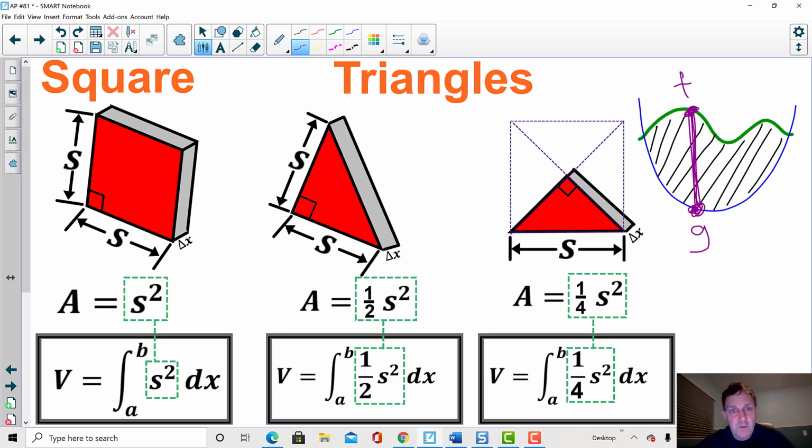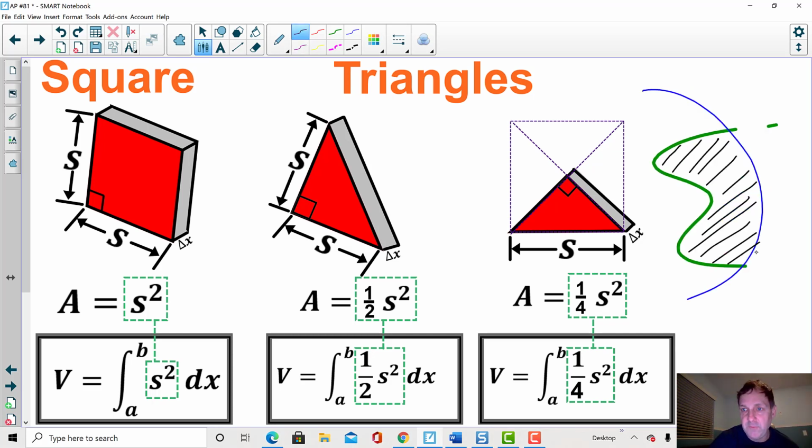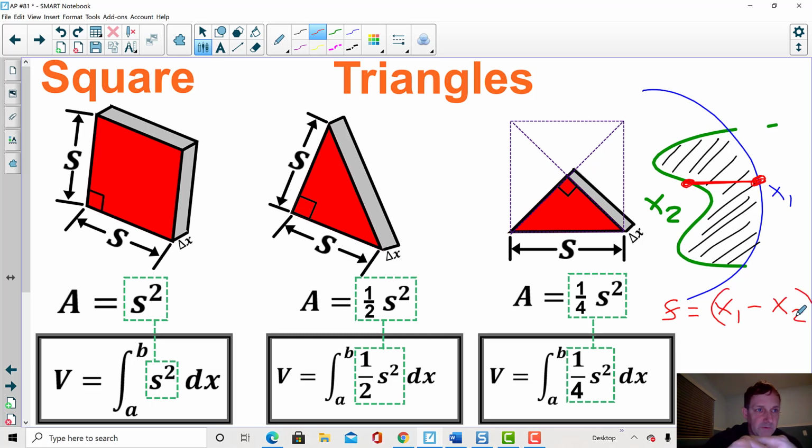Or your s could be perpendicular to the y-axis. So if you had our shaded region like this, the right side could be x1, and maybe the left side is called x2. Your s could be something like this. So in this situation, your s would be equal to the right minus the left, so that would be x1 minus x2. So those are just some examples. Let's look at the next page.